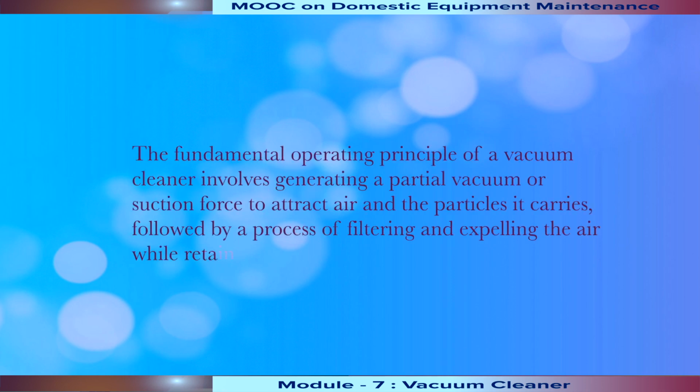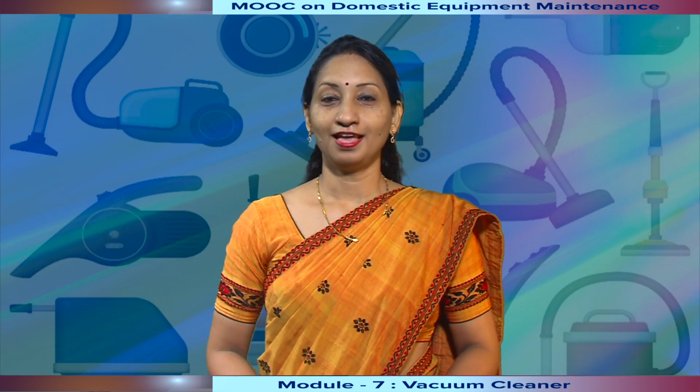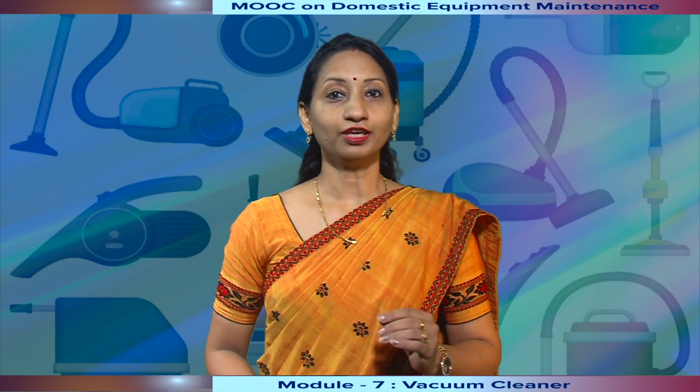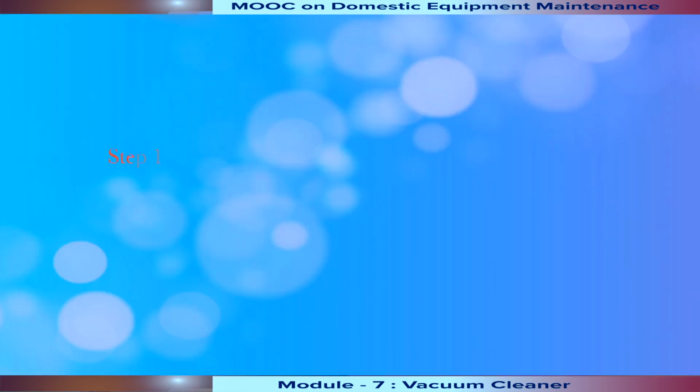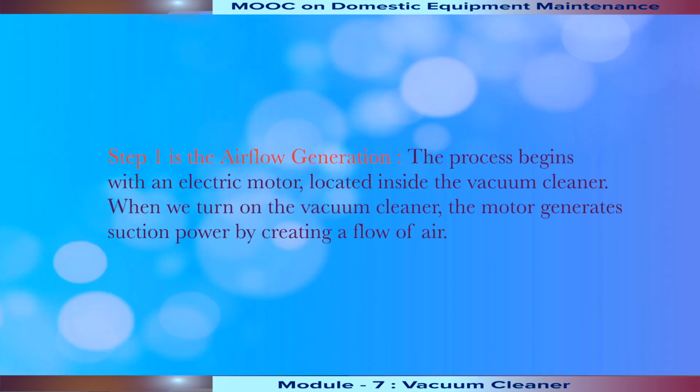The fundamental operating principle of a vacuum cleaner involves generating a partial vacuum or suction force to attract air and the particles it carries, followed by a process of filtering and expelling the air while retaining the gathered debris. Let us now discuss the working principle of a vacuum cleaner step by step. Step 1 is the airflow generation.